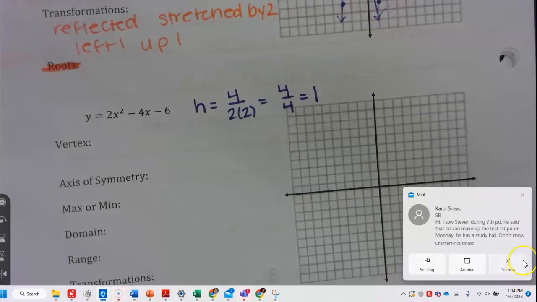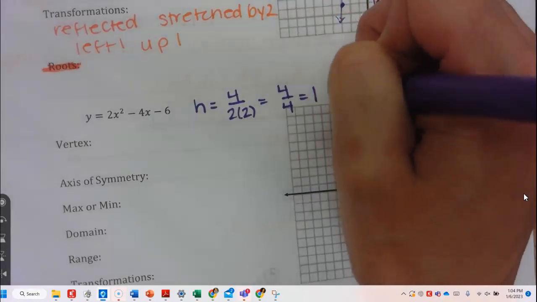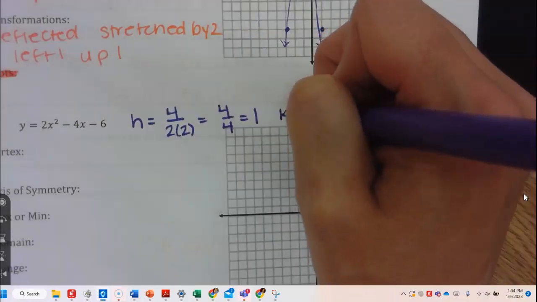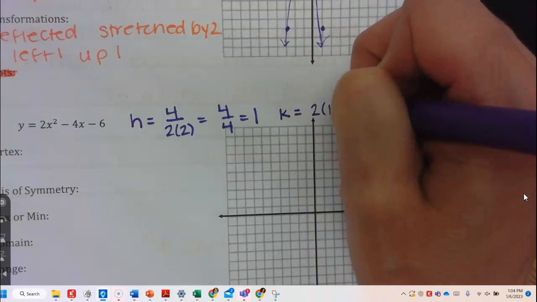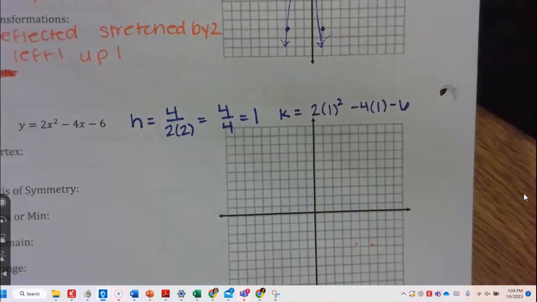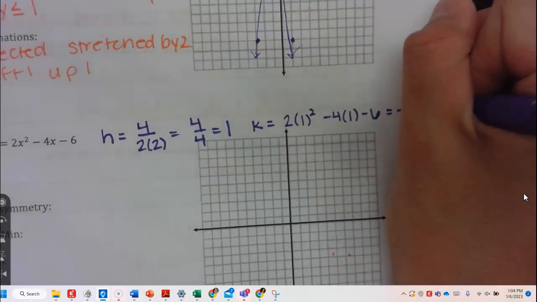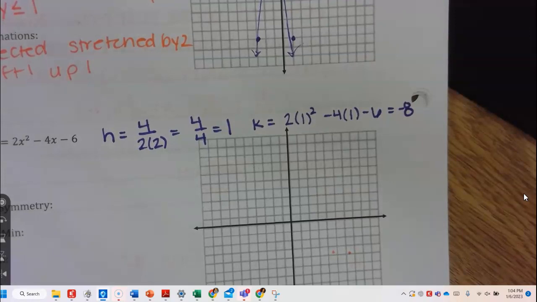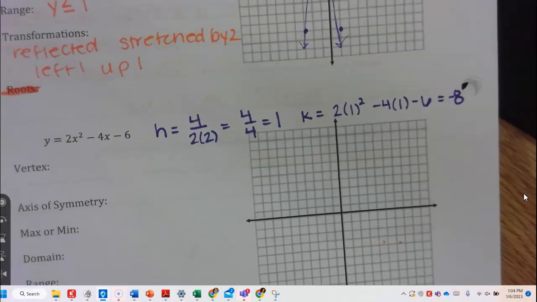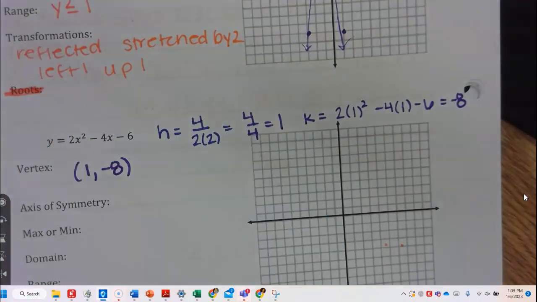To find my k, we're going to take that 1 and plug it back in. So 2 times 1 squared minus 4 times 1 minus 6. So then you have 2 minus 10, which is -8. So my vertex is at 1, -8.